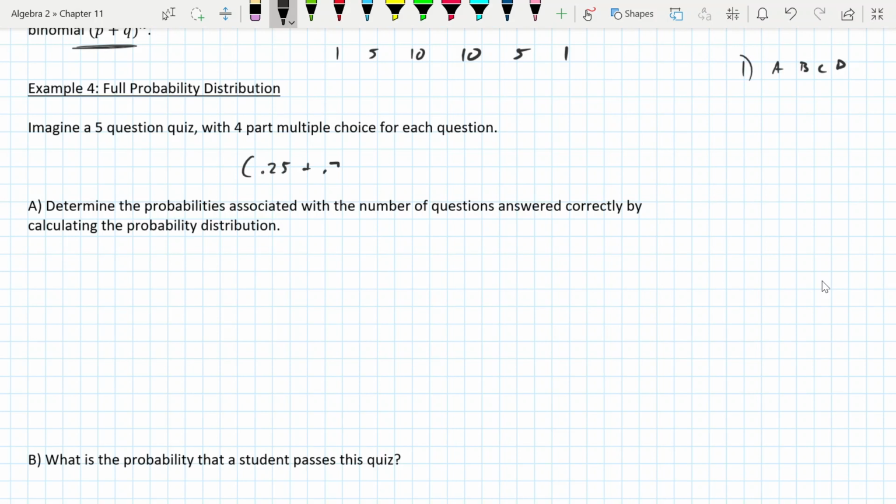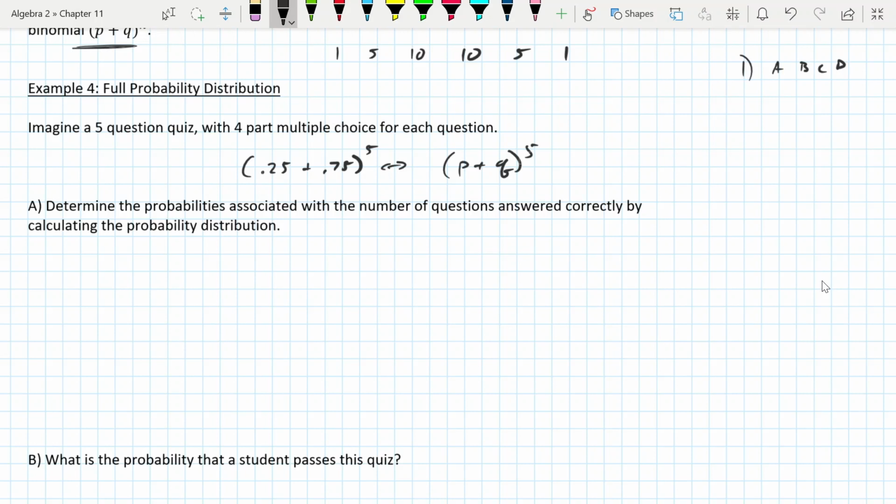25% correct and 0.75 incorrect for the fifth power. Now, this is kind of misleading here. This really should be p plus q to the fifth. Then you expand it all out, right? But that's the idea here.